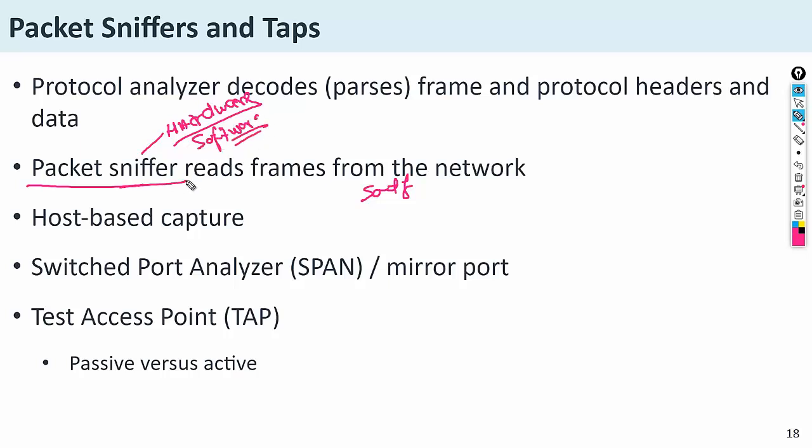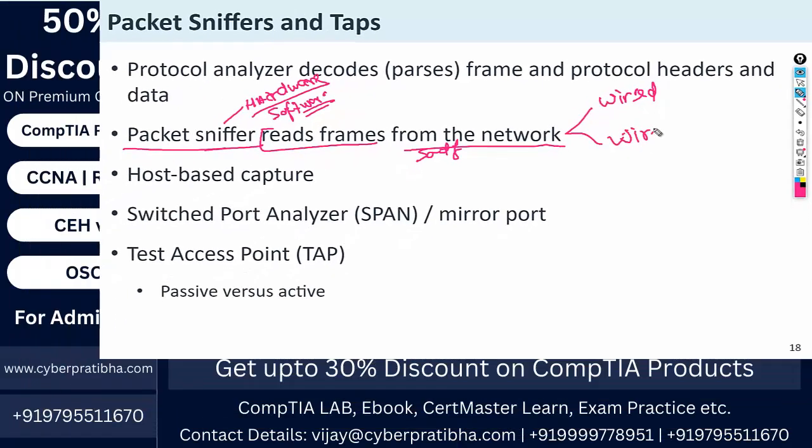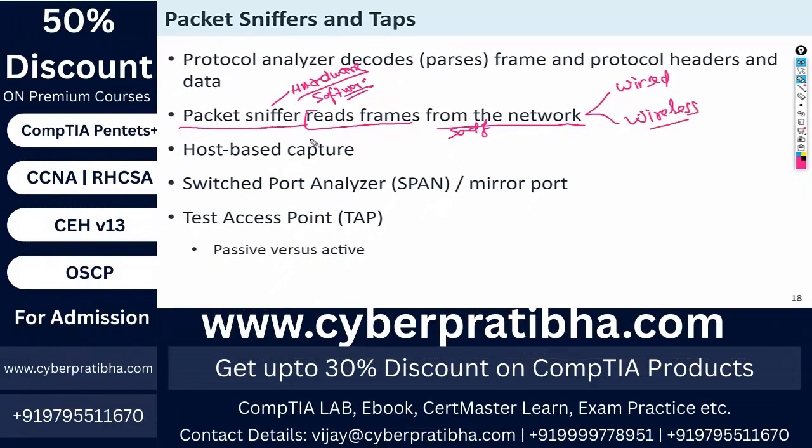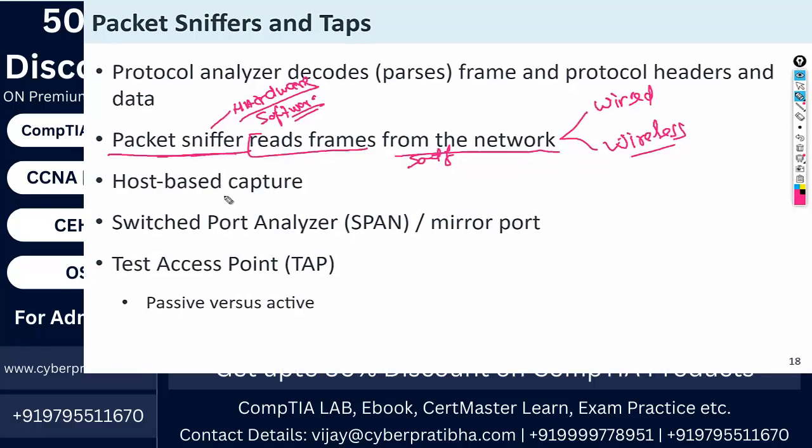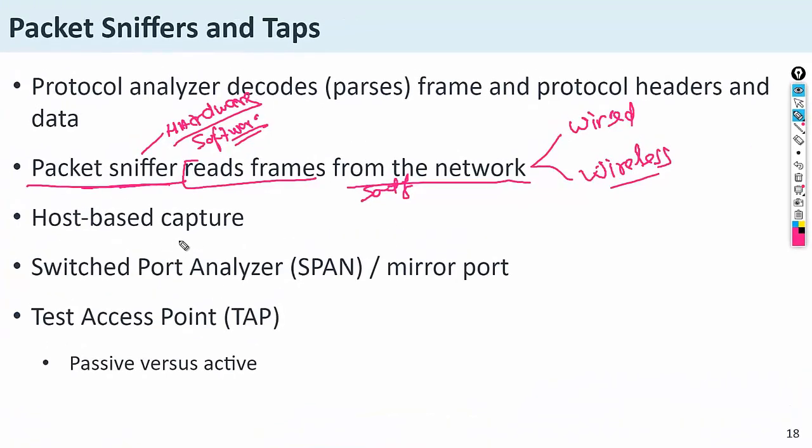These sniffers have the capability to read the frames from the network, including both wired and wireless networks. This packet sniffer has the capability to capture data from wired and wireless. There are multiple types of sniffing that can be enabled. They can be host based, they can be SPAN or mirror port, or they can be TAP.